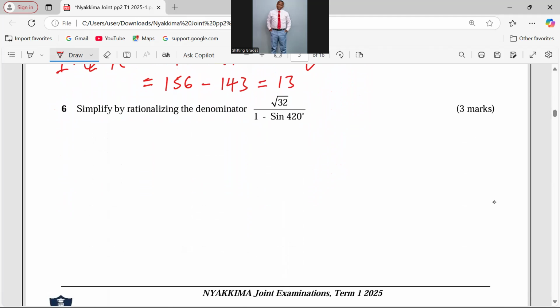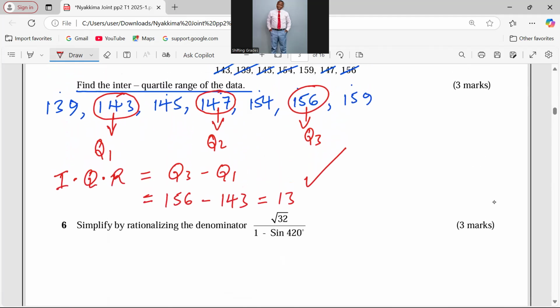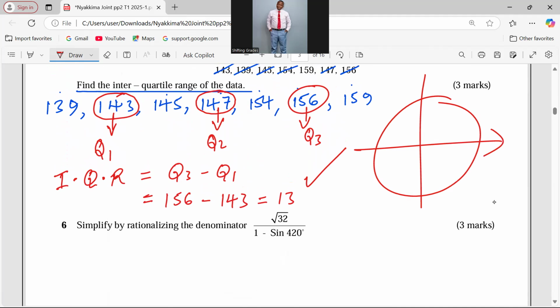Looking at number 6, I can see some trigonometry, some surds. Then we are advised to simplify by rationalizing the denominator, which means this denominator will first be expressed as what we call a simple special angle. Look at this. If again I apply the unit circle, then we measure some angles here.